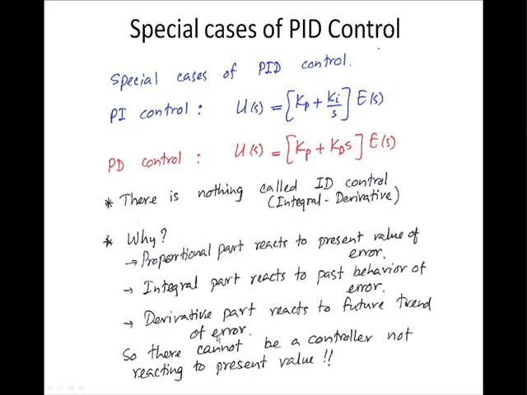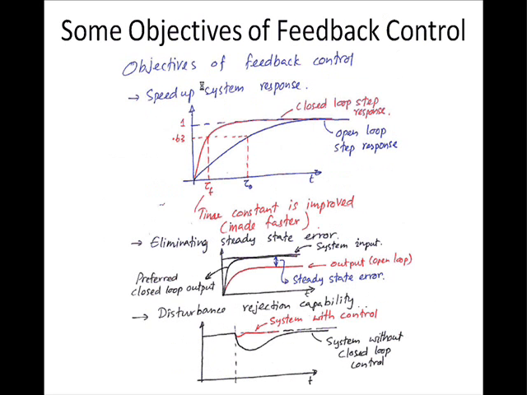So when you look at that, it is obvious that there cannot be a controller which does not act to the present value of the error. Therefore, ID control is not possible. But as we said before, there can be situations where we are not bothered too much about the future trend of the signal when we take the control decision. Then you have PI control. And there can be other situations where we are not bothered too much about what happened in the past in the error signal. Then you can pick PD control. That is how you decide.